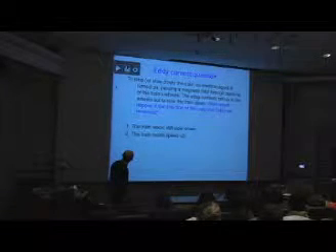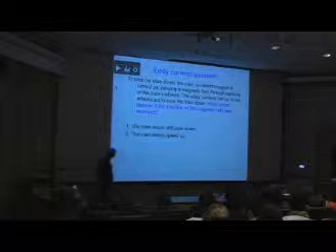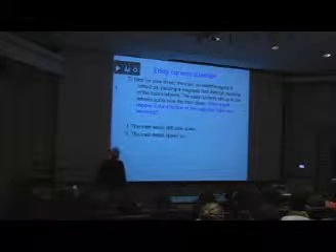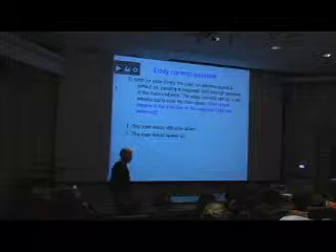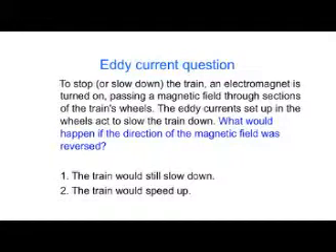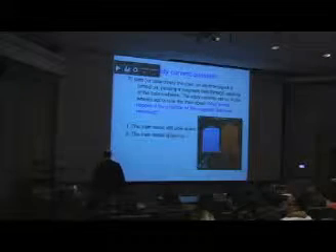Okay, so what did we just say? Electromagnets turned on, passing a magnetic field through sections of the wheels, eddy currents set up, acting to slow the wheel down. All right then, so what if you reverse the direction of the magnetic field? So we just had the magnetic field going into the screen. We did that whole analysis. So now imagine the field is coming out of the screen instead. What is that going to do? Still slow the train down or speed the train up? Okay, so we're almost 50-50.